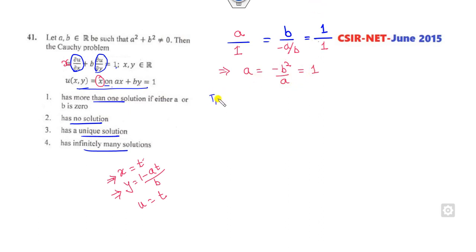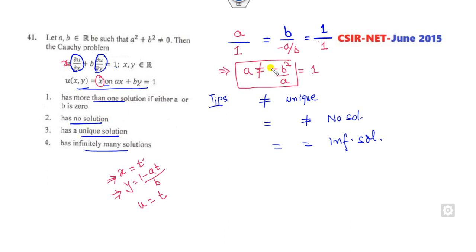So what is the tip for you? As I discussed in the previous video, if the first two values are not equal, then we call it a unique solution. If the first two values are equal but the last value is not equal, then we call it no solution. If all are equal, then we call it infinite solution. Now here you can see these two values are not equal. So what is the meaning of that? It has a unique solution, that is the right answer.